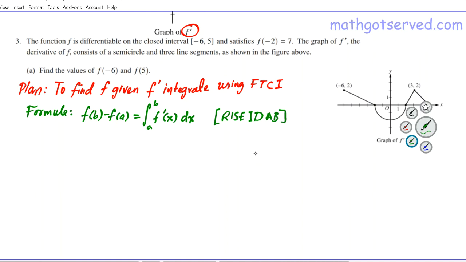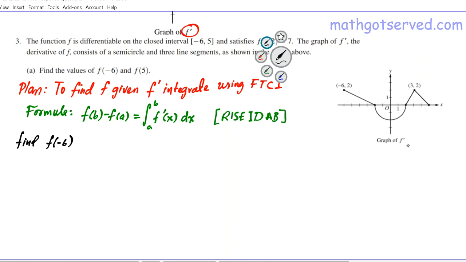Okay, so let's go ahead and start with the first one. The first one is f of negative 6. So we want to find f of negative 6. We're given the graph of f prime. I copied it on the side here so we can just refer to it with ease. We're given the graph of f prime, and we're also given the point f of negative 2 equals 7. Okay, so to find f of negative 6, we're given f of negative 2 equals 7. All right, so this given point coordinate can easily help us to determine what a and b are.